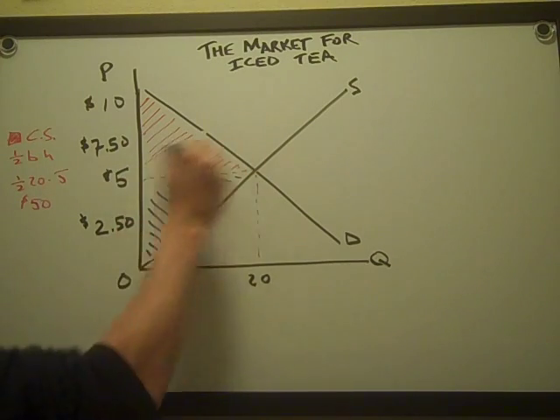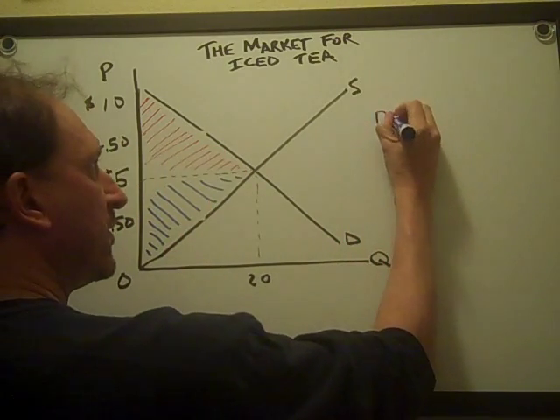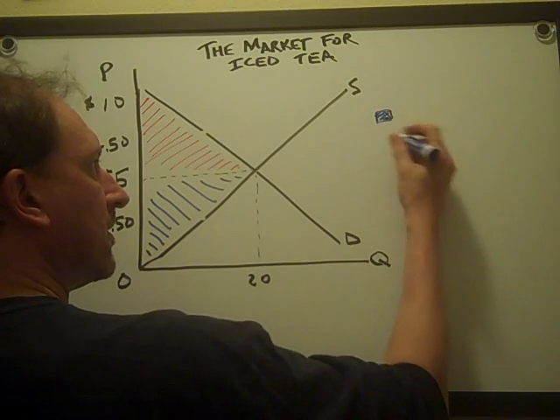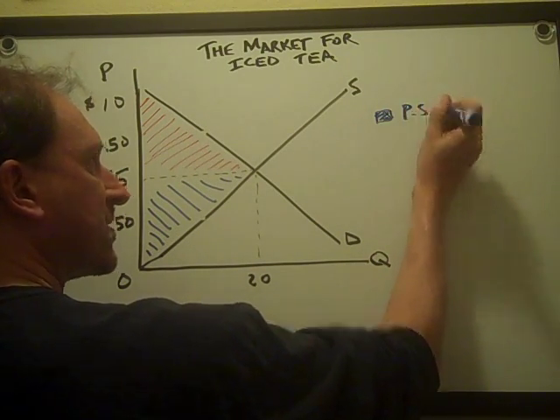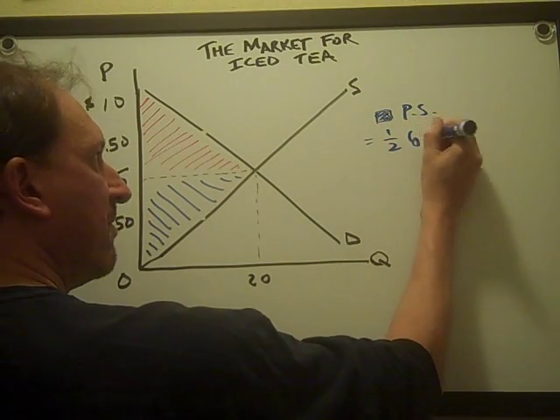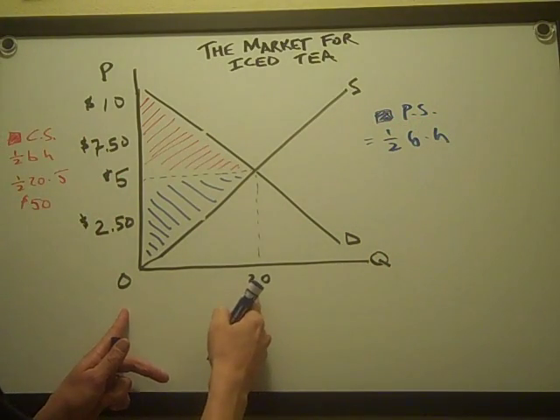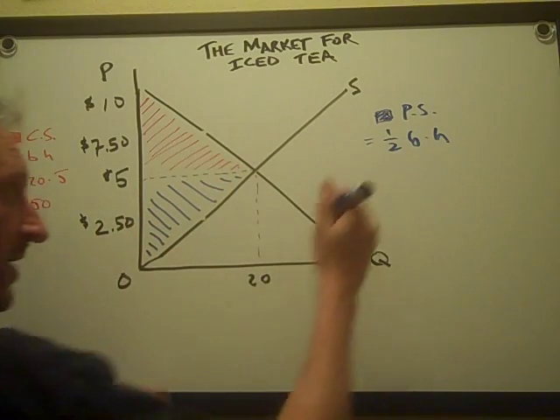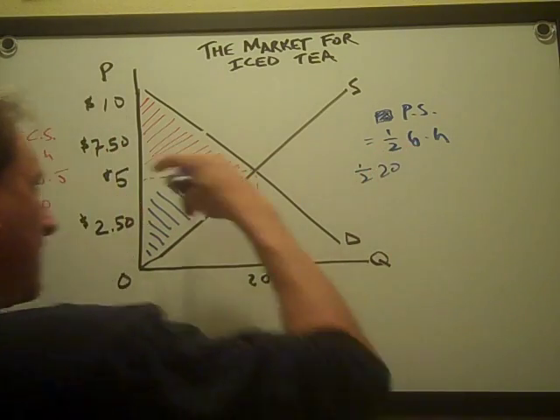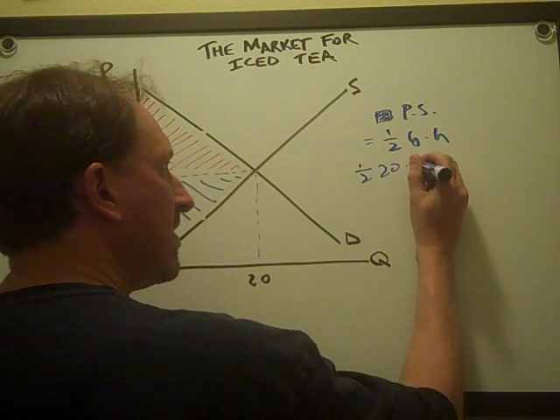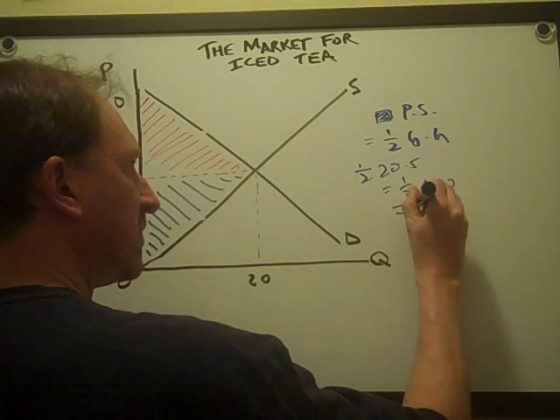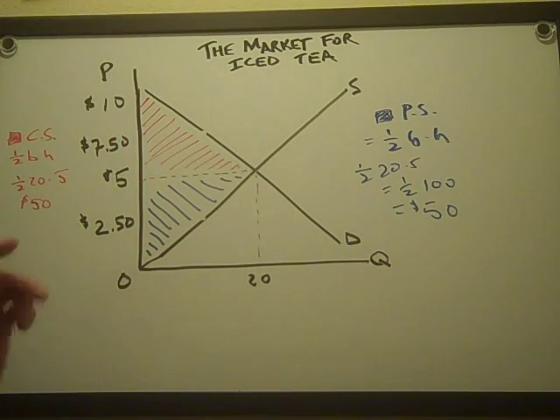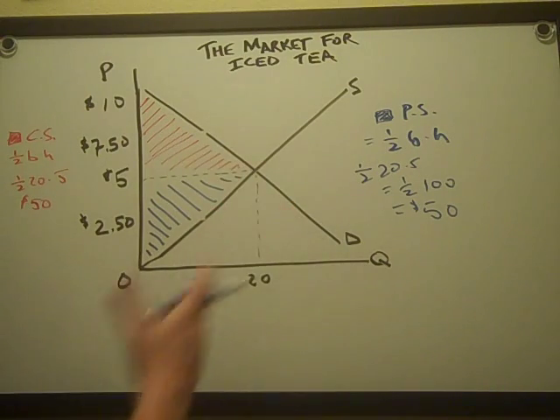So this triangle right in there, and I'm going to label it with that blue legend there. Producer surplus equals 1/2 base times height, and again our base is 20. That's how wide this triangle is. So it's 1/2 times 20, and it's $5 tall, times 5, which equals 1/2 of 100, which equals $50. Now both of these are $50. That's just a coincidence. They don't always have to be the same. It just worked out that way because of the way I drew it.